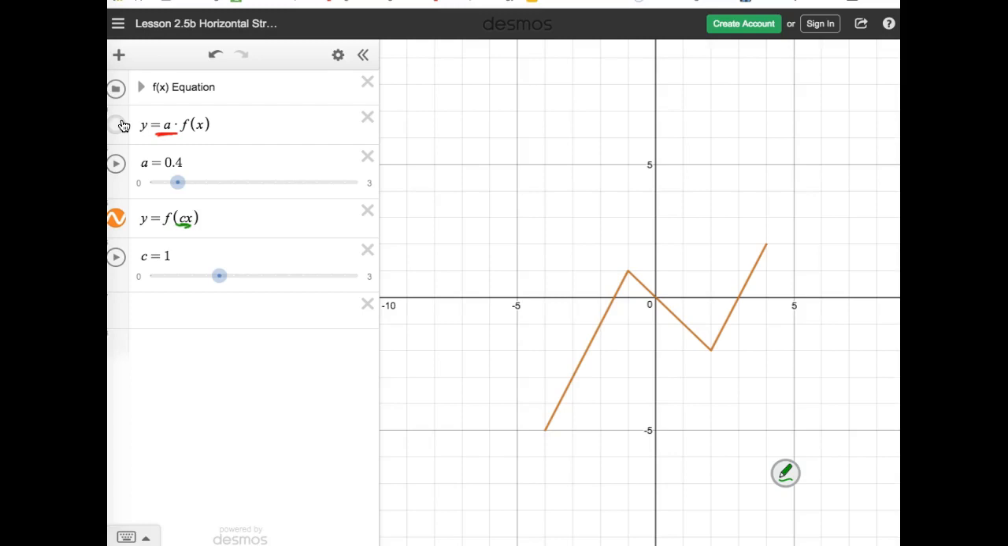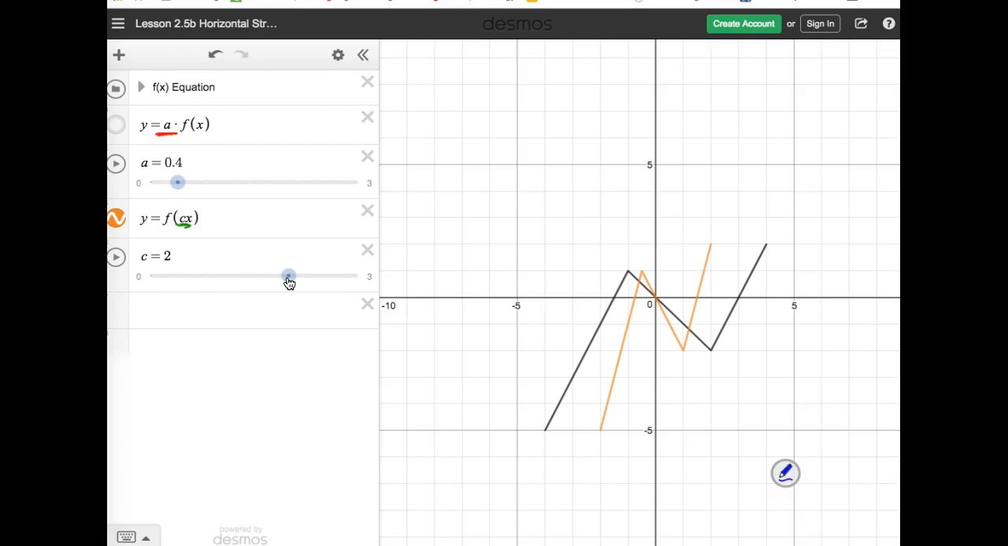Okay, so we talked yesterday, any moves that are inside the function with x are opposite of what they seem like they should be. So as my C value gets bigger than 1, what happened to my graph? It compressed. So it's opposite of what you're seeing. I see a 2 there, but my graph is actually half as wide. Now, that means our x's are being affected.